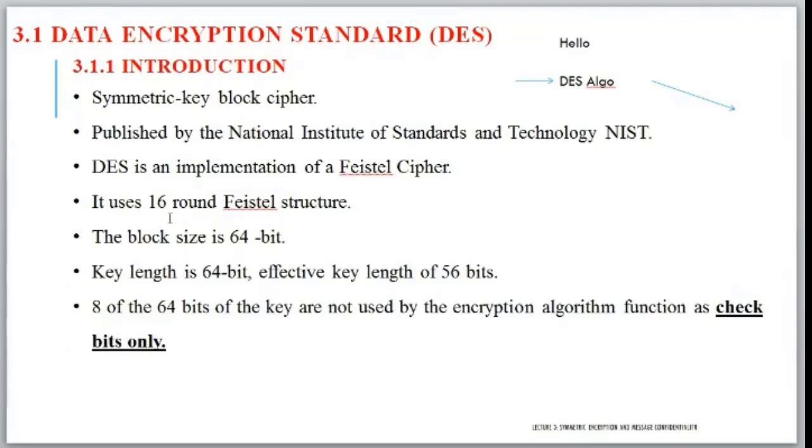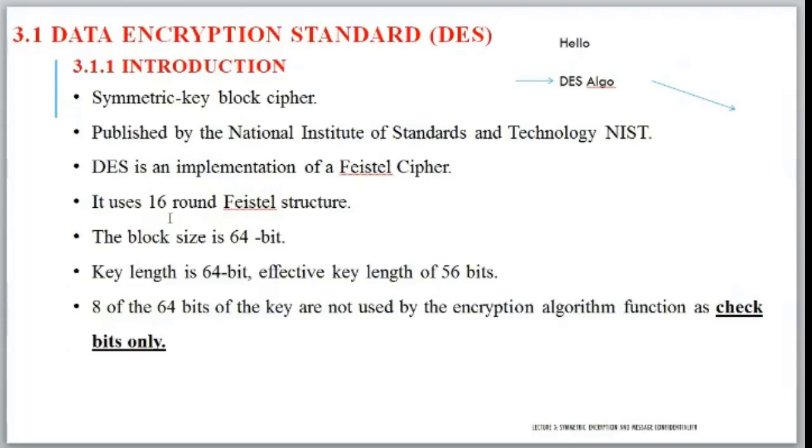So I repeat the points. DES is a symmetric key encryption. DES is a block cipher. The size of the block is 64 bits. The length of the key is 64 bits. Effective key length is 56 bits, and the 8 bits are used only as check bits. It is going to work 16 rounds. So these are the important points.